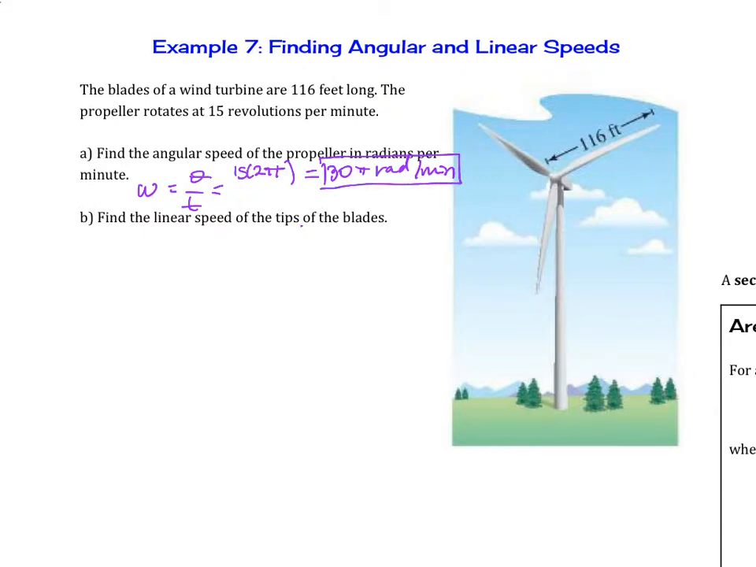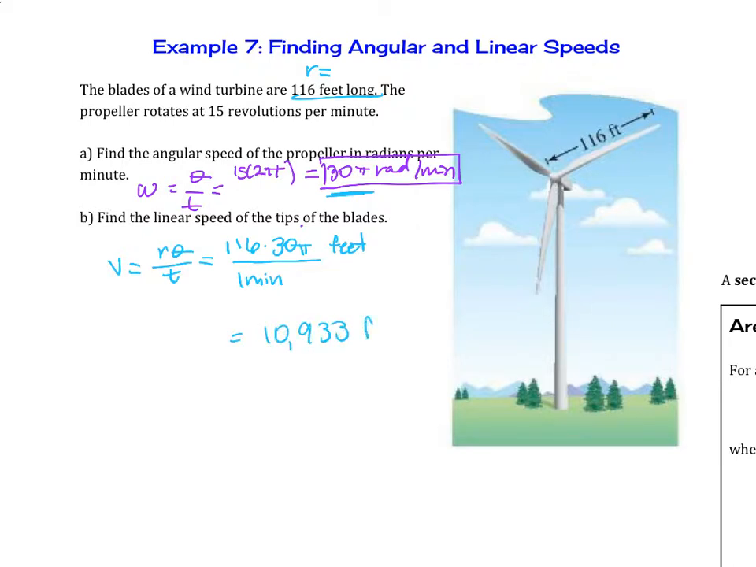Now to find the linear speed, this is v equals r theta over time. Our radius is 116 feet long. So it's 116 times the 30 pi over 1 minute, and that's 30 pi feet. When you plug this in a calculator, you're going to get 10,933 feet per minute approximately. So it's just a matter of plugging it into the formula.